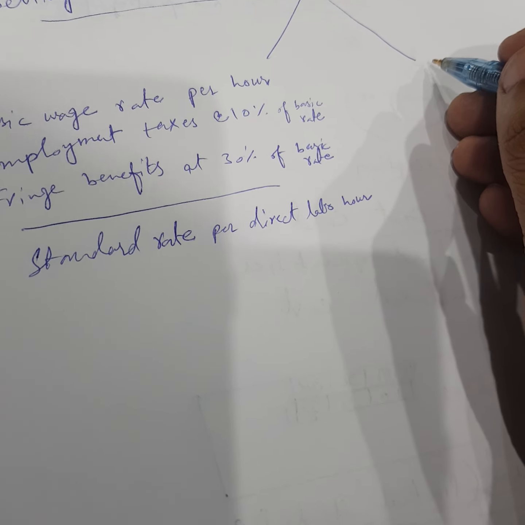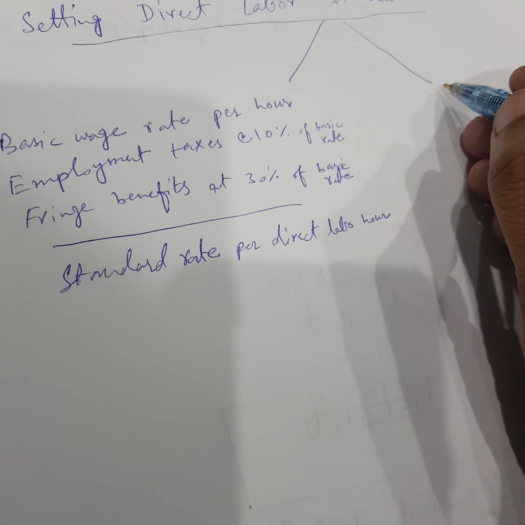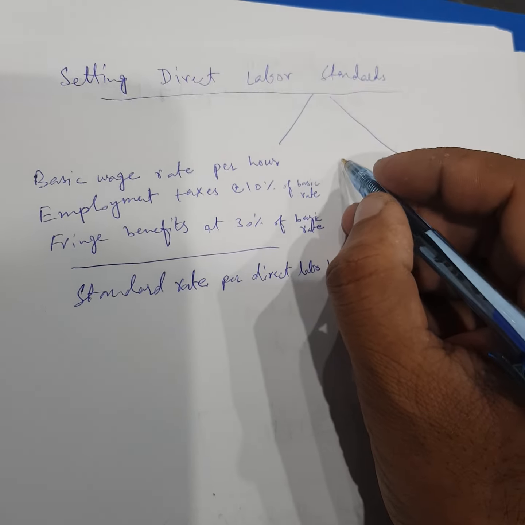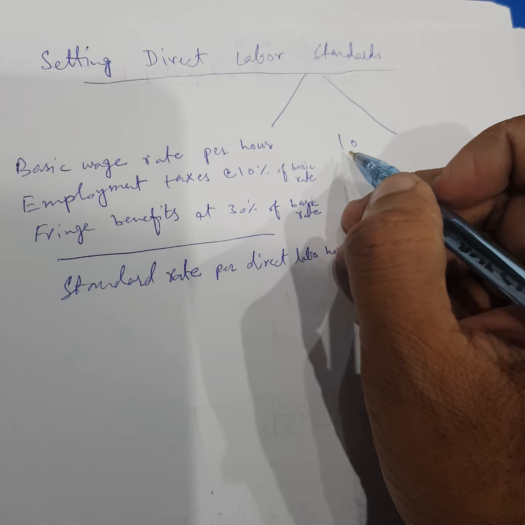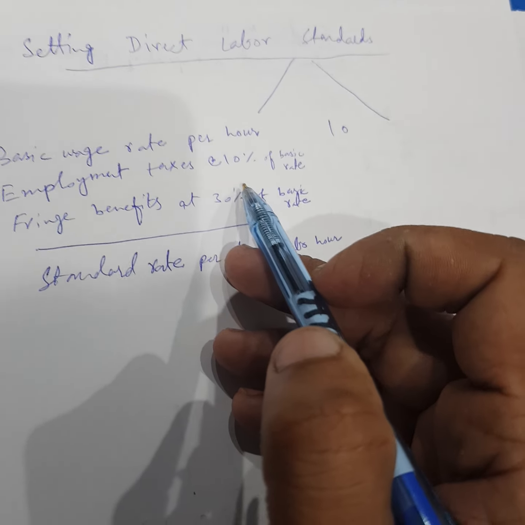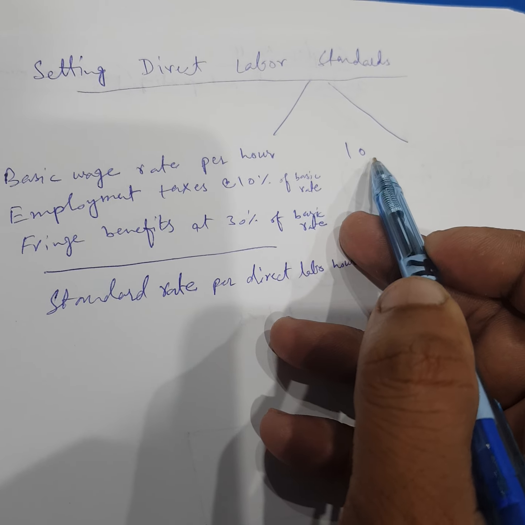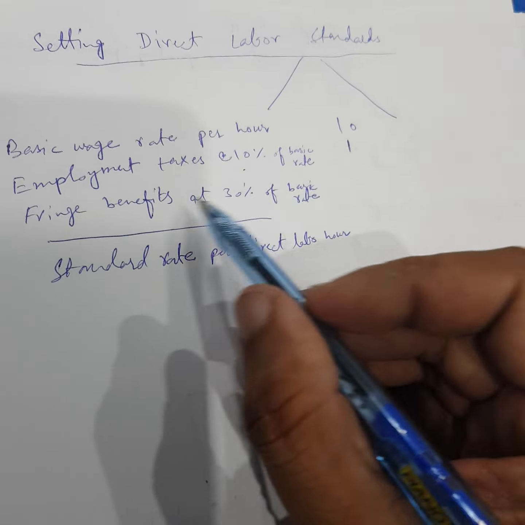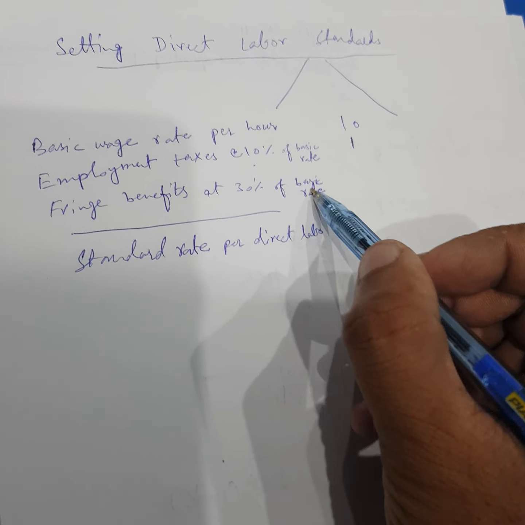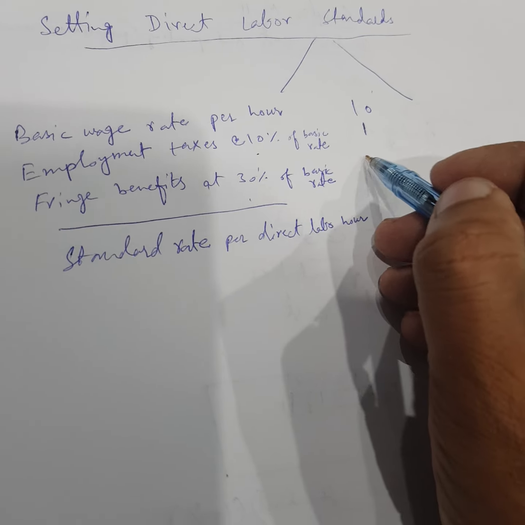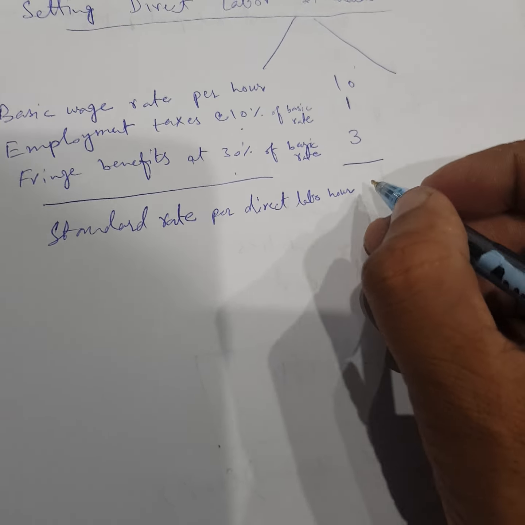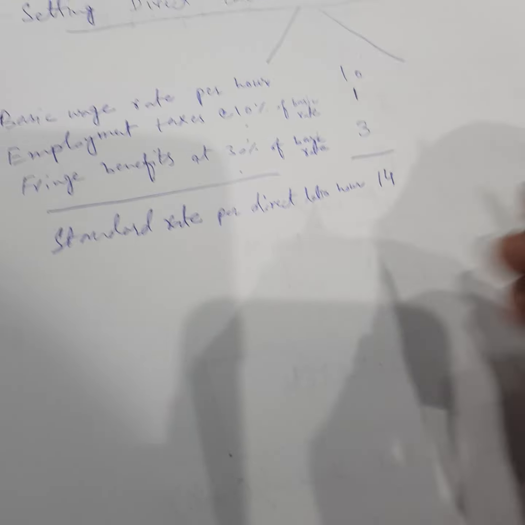In the same way, if I say the basic wage rate per hour is 10 rupees, employment taxes at the rate of 10% of basic rate, 10 rupees multiplied by 10% is equal to 1 rupee. The fringe benefits at 30% of basic rate, 10 multiplied by 30% is equal to 3 rupees. Our standard rate per direct labor hour is 14 rupees.